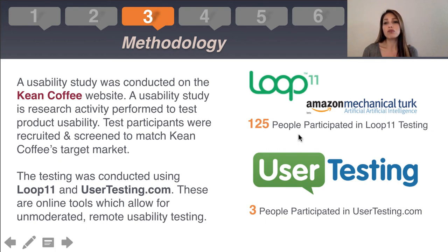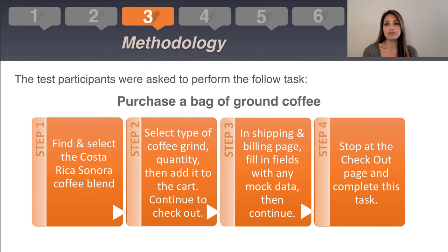125 people were screened and recruited for the Loop 11 test using Amazon Mechanical Turk and social media. 3 participants were screened and qualified to take the usability test using usertesting.com. The test participants for both online tools were given the same task: purchase a bag of ground coffee. Basically, it was selecting a bag of coffee, adding it to the cart, and checking out.